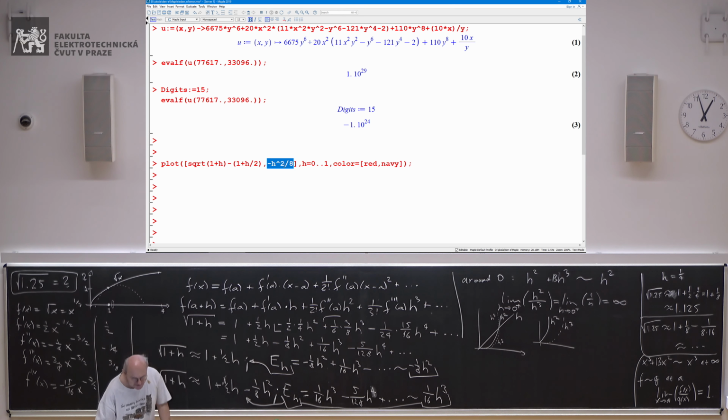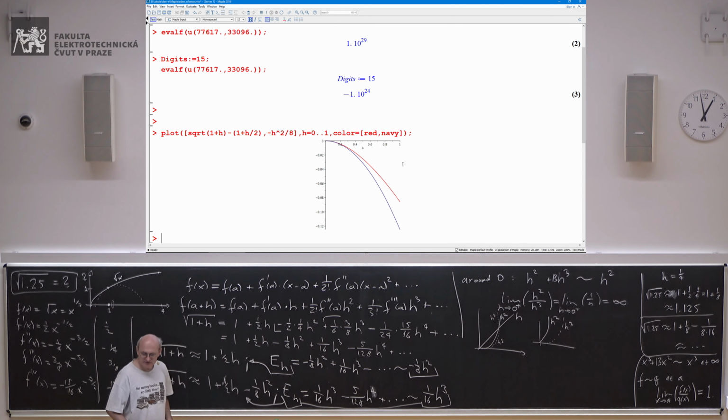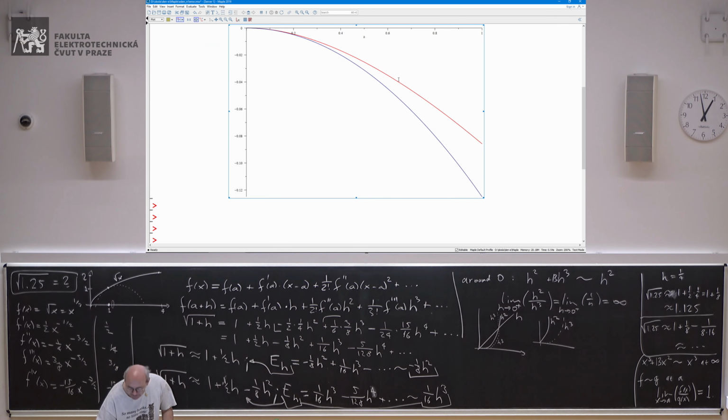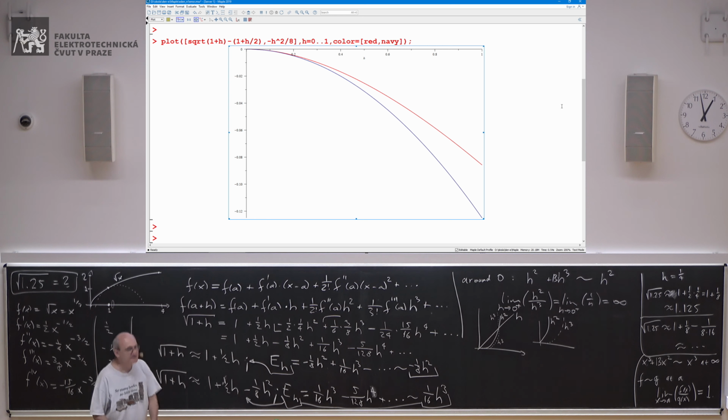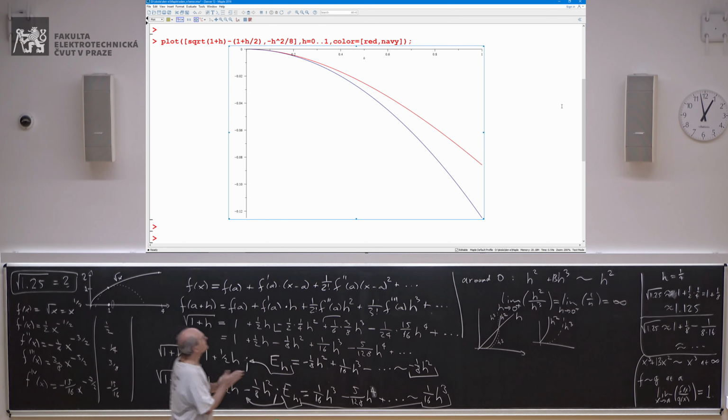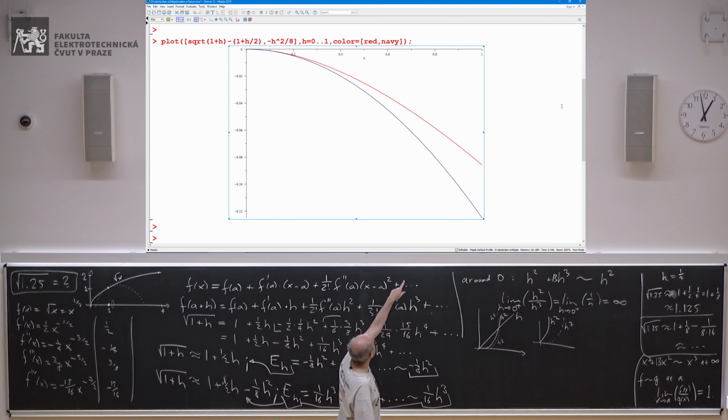Now, there are two colors. The actual error is in red. That's the difference. And my estimate, which I obtained by the analysis, is in navy, which is like a blue. Let's fire it up. Bang. Okay, let's make it larger. Let's have a look at it. Now, that's an interesting curve. They look similar, which is nice, but they also look different on the right.